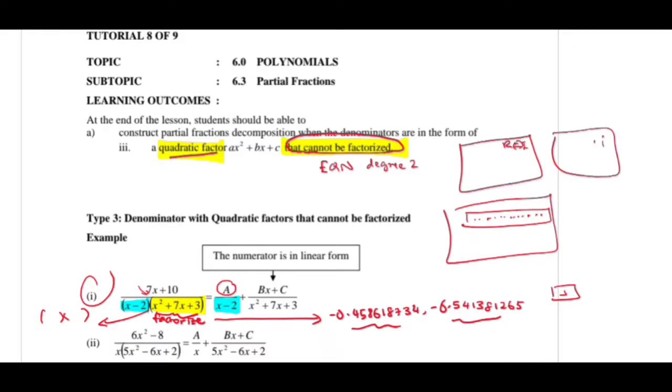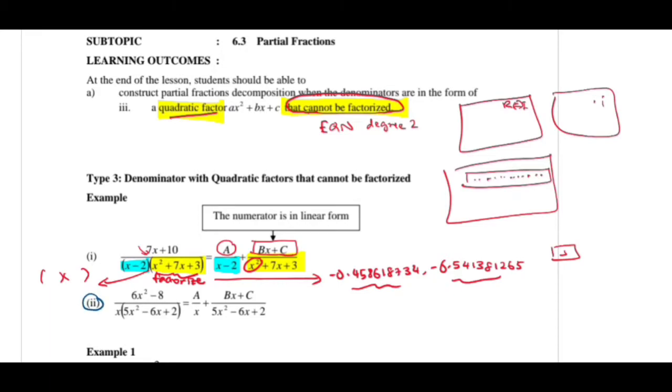Since you cannot write it in two linear factors, how to separate this is you have to write down x squared plus 7x plus 3 as the denominator. And then what should you write on top as your numerator? Remember, it's 1 degree less than the denominator. Since our denominator has degree 2, our numerator must have degree 1. That's why we have x power 1 here. But you cannot just simply write bx on top. You have to write bx plus c. Why? Because it's linear. The basic form of a linear expression is bx plus c.